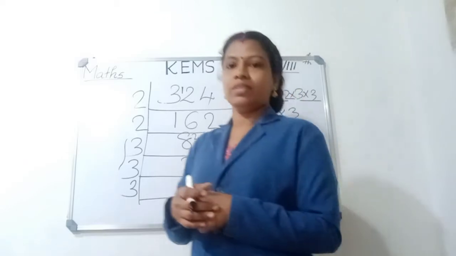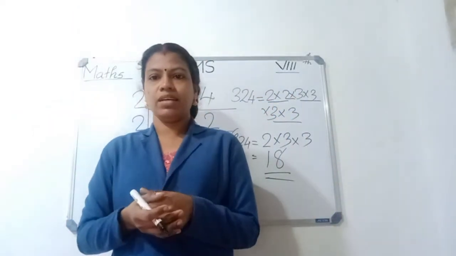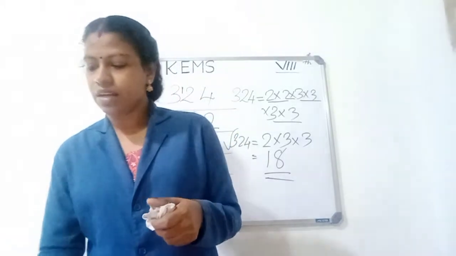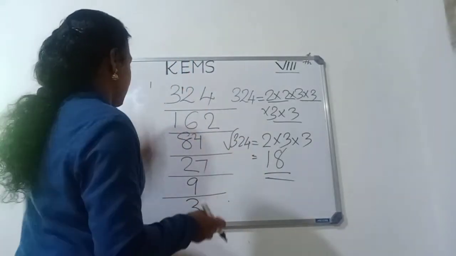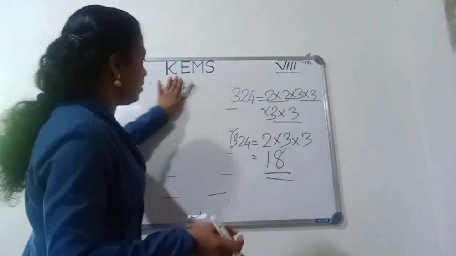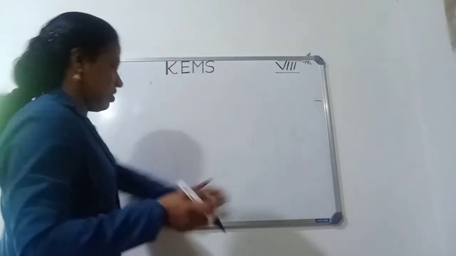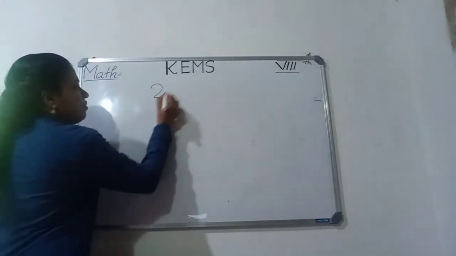Can you find the square root of one number? The next number is 256. Find the square root of 256 using the prime factorization method. The same way. 256.